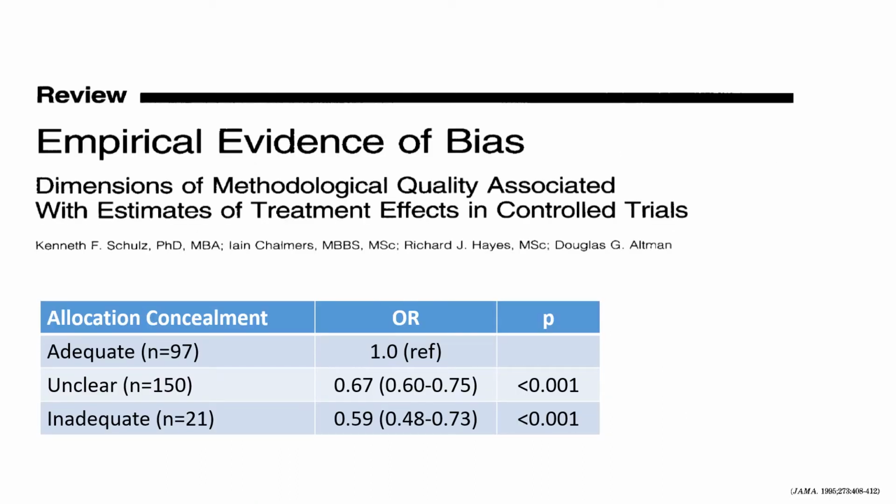Indeed, a nice study was done that looked at several trials all in a similar topic, and they identified whether allocation concealment was adequate for the study. It stated clearly whether it was unclear or whether it was inadequate. And you can see here that those studies in which allocation concealment was unclear or inadequate tended to magnify the treatment effect. So again, threat to bias.